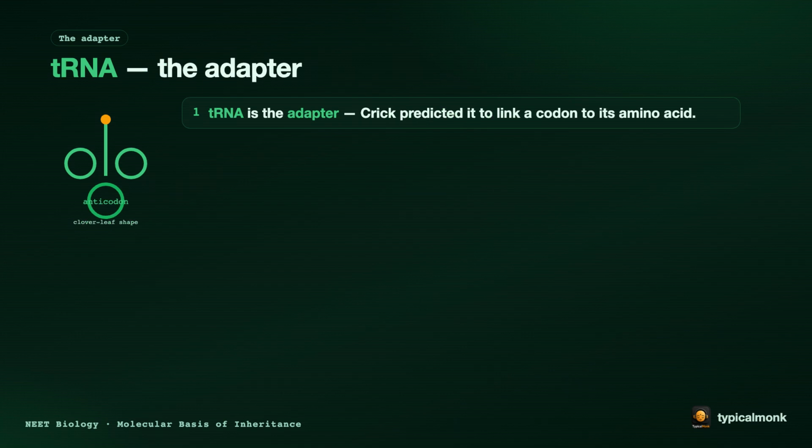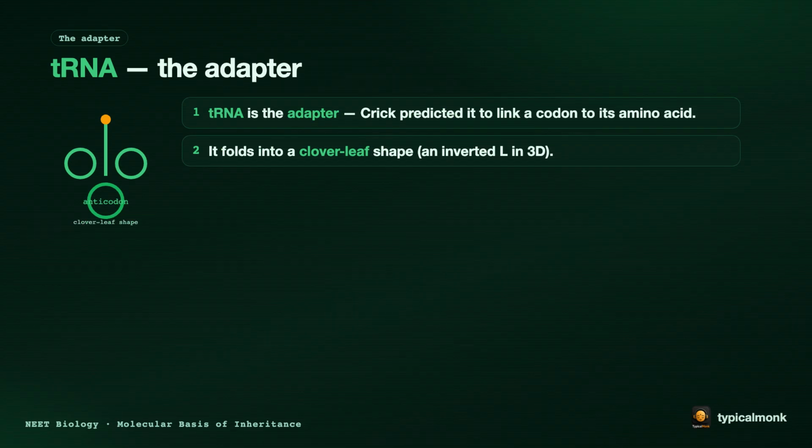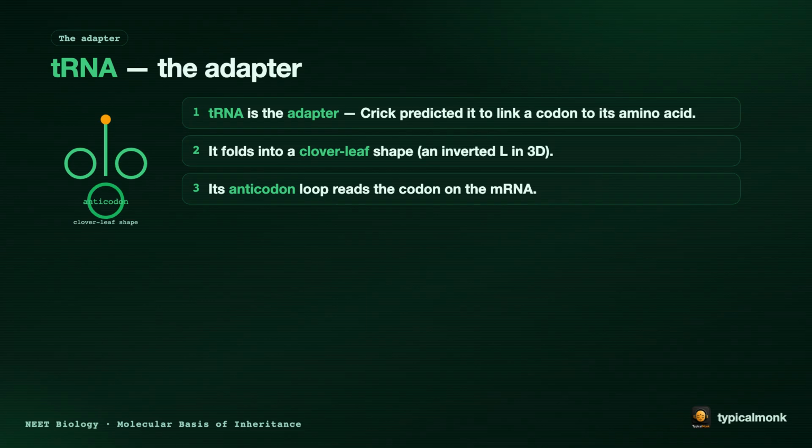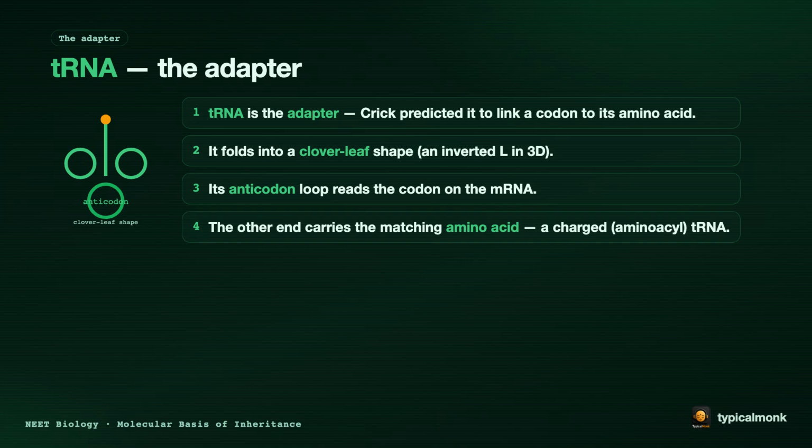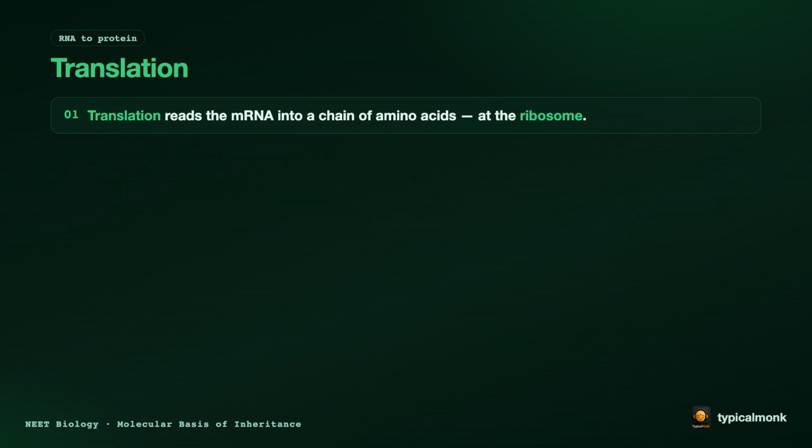Now the molecule that links a codon to its amino acid, tRNA. Look at this picture. tRNA is the adapter. Crick predicted it, to link a codon to its amino acid. It folds into a clover leaf shape, and in 3 dimensions, it looks like an inverted L. Its anticodon loop reads the codon on the mRNA, and the other end carries the matching amino acid, a charged or aminoacyl tRNA.